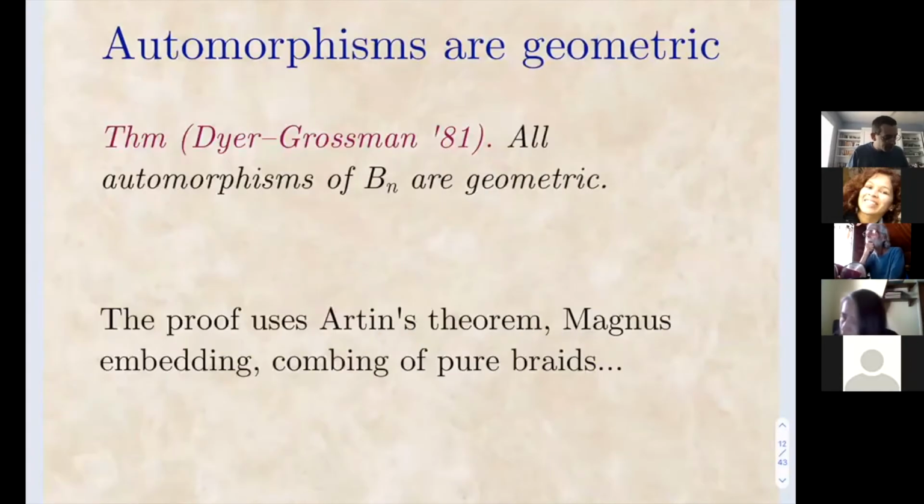And the theorem, this is from, I think, the late 70s, 81, it says on the slide. The theorem is that all automorphisms of the braid group are geometric. So every automorphism of the braid group is induced by a homeomorphism of the disk. To say it another way, it's basically an inner automorphism, possibly modified by replacing all the generators with their inverses.